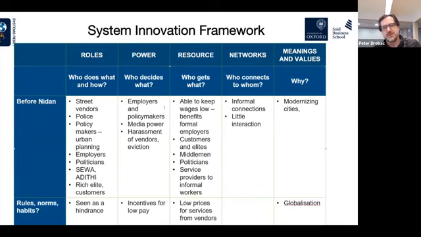Networks, who connects to whom? So if you look at this list of stakeholders, what are the configurations and what are the relationships? Where are the little arrows that connect different groups? How are they connected? And where are those relations strong and where are they weak? And then finally, meanings and values. So this gets at the system purpose idea. This is the why. Why is the system the way it is? What is it meant to accomplish? Whether that's implicit or explicit. So those are the 5 elements.